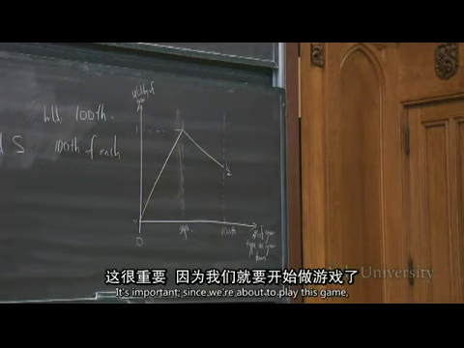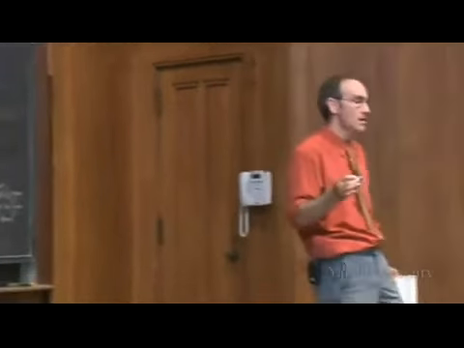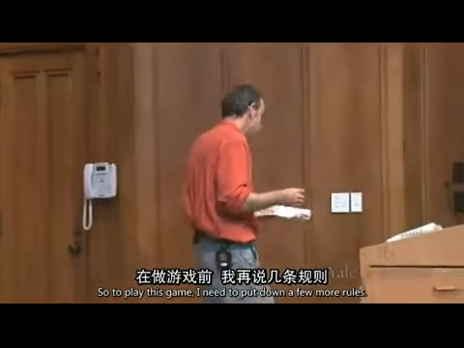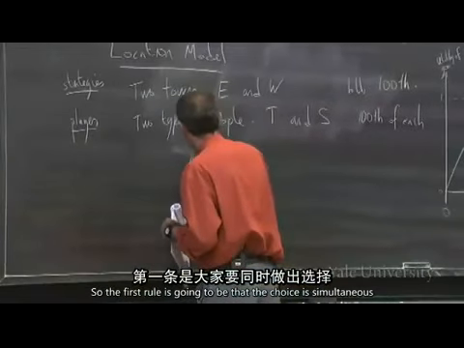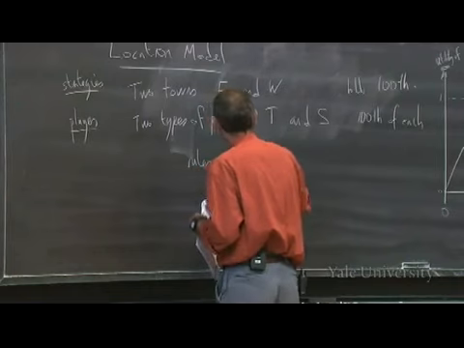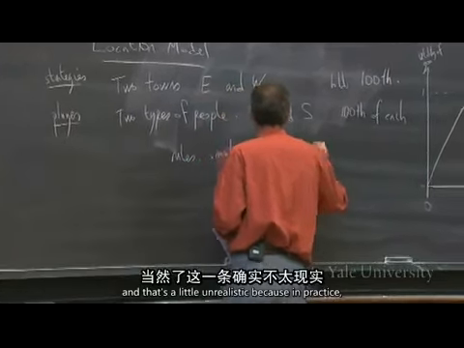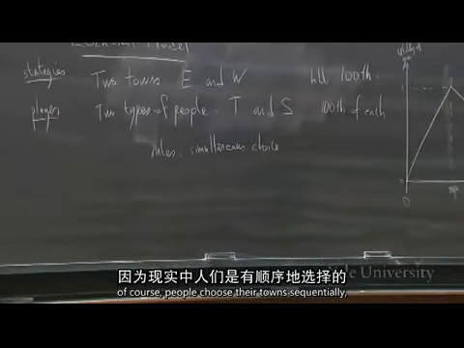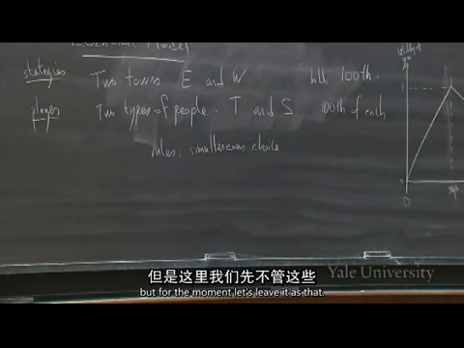It's important. Since we're about to play this game, it's important you're all kind of on board here. All right? So to play this game, I need to put down a few more rules. The first rule is that the choice is simultaneous. And that's a little unrealistic, because in practice, of course, people choose their towns sequentially whenever they happen to be moving. But for the moment, let's leave it as that.